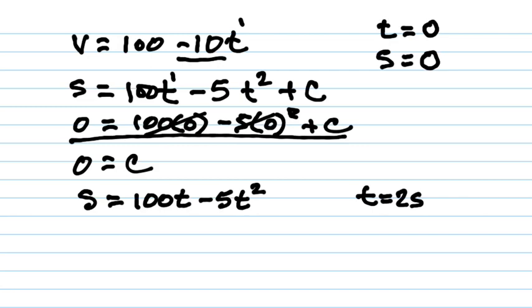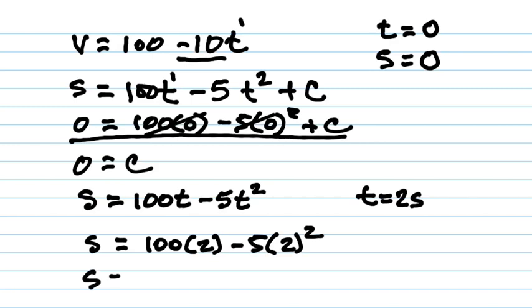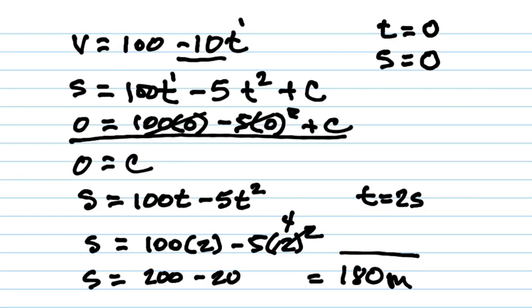So that simply means everywhere I find a t, I'm going to replace it with what? 2. So 100 times 2 minus 5 times 2 squared gives me 200 minus 20, which is 180 meters. Don't ever forget your units, right?